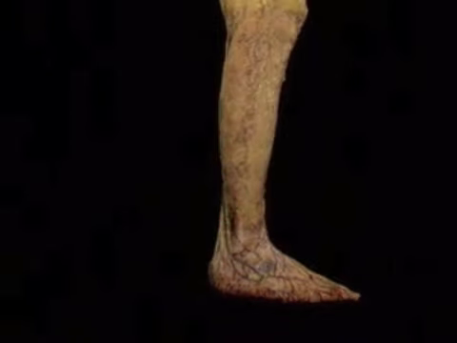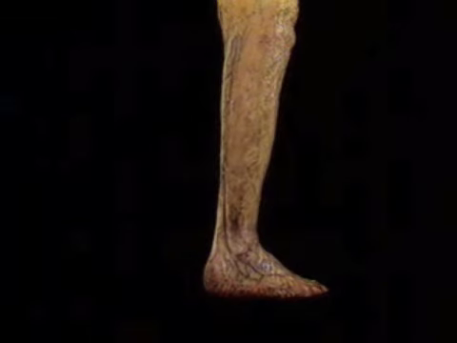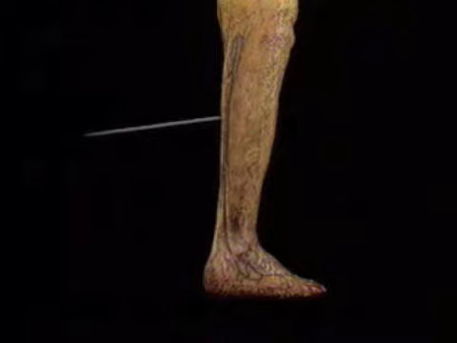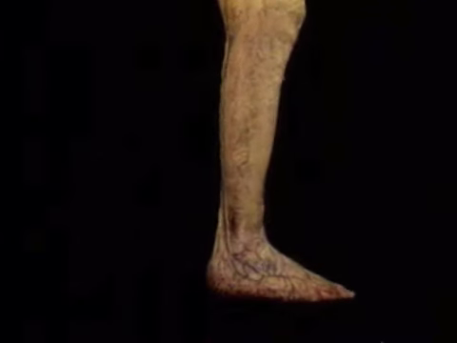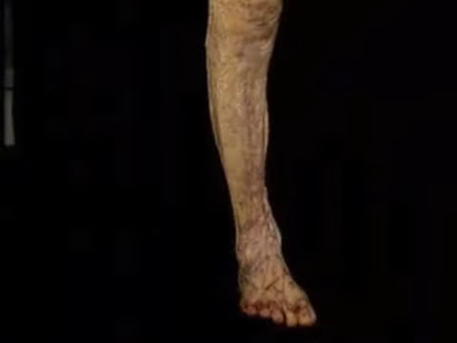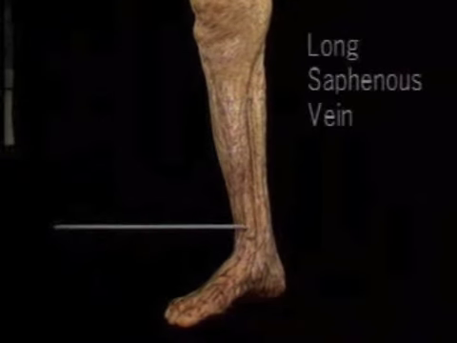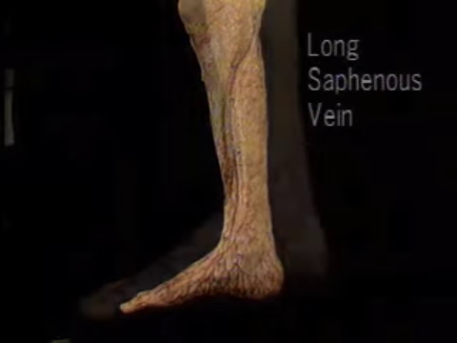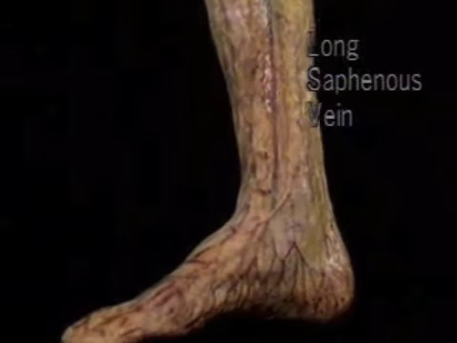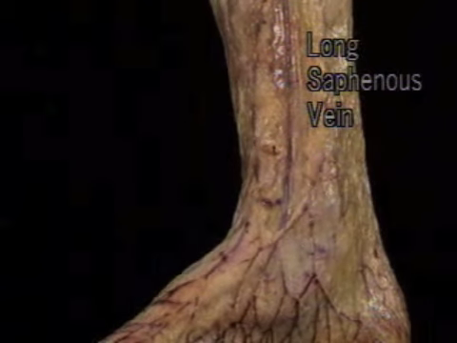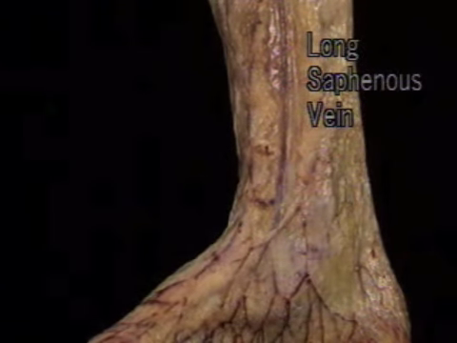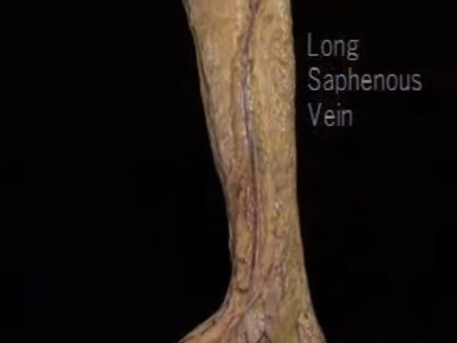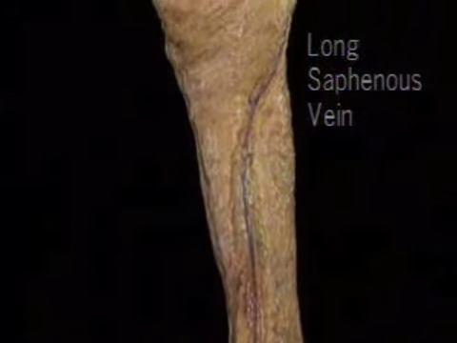To expose the two major superficial veins, two strips of subcutaneous fat have also been removed. Here's the short saphenous vein on the back, and the long saphenous vein on the front. The long saphenous vein passes over the medial malleolus, which is here, and runs up the medial side of the leg. We've seen its more proximal course in the previous sections of this tape.